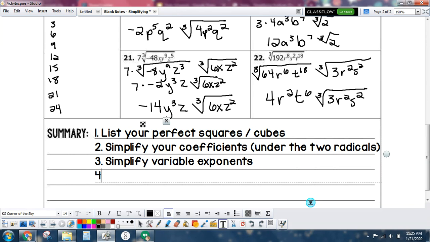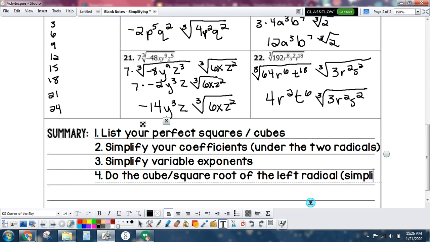And then you're going to simplify that cube or square root of whatever your left radical is. The right one should have all your extras and you won't do anything to that. But the left side is what you need to make sure you're simplifying. And of course, if you do have extras that you think can be simplified under that right side, you're going to want to keep going and make sure it is as simplified as possible. Do not stop until it is totally simplified.